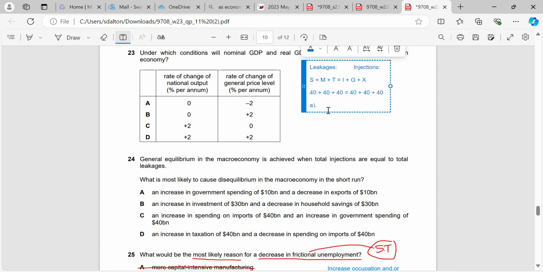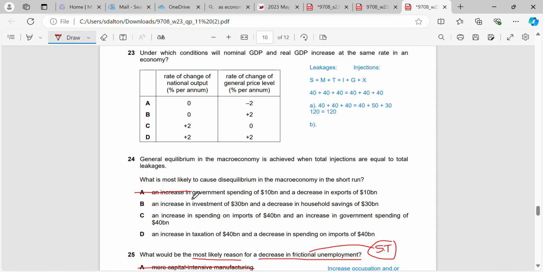Okay, so if we have an increase in government spending of 10 billion plus a decrease in exports, will we still remain in equilibrium? So savings will stay the same, imports will stay the same, taxation will stay the same, investment will stay the same, government spending will go up to 50, but exports will come down to 30. We will still have 120 equals 120. So A is therefore incorrect because we remain in equilibrium.